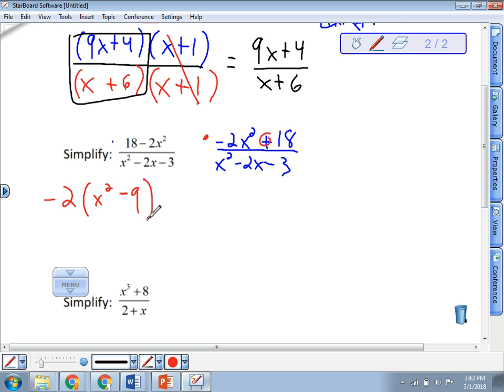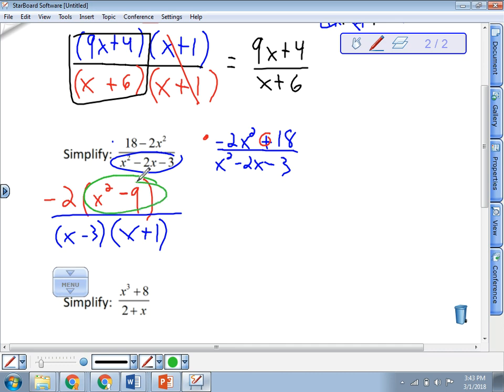And then on bottom, what happens to this right here? Well, we know it's going to be x and x. And then what multiplies to negative 3 and adds up to negative 2? Well, it's minus 3, and that's plus 1. But this right here is a difference of perfect squares. You're not done, because we don't have anything that can cancel out, so we can break that down further.